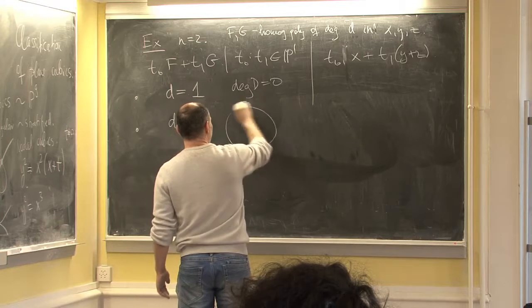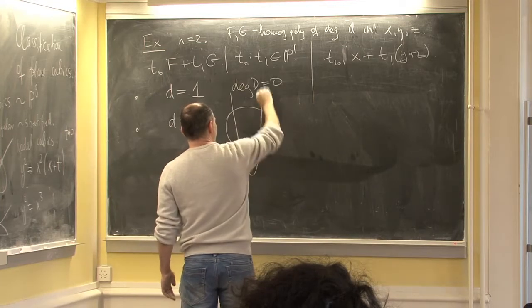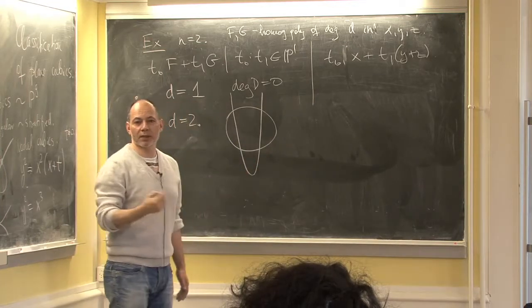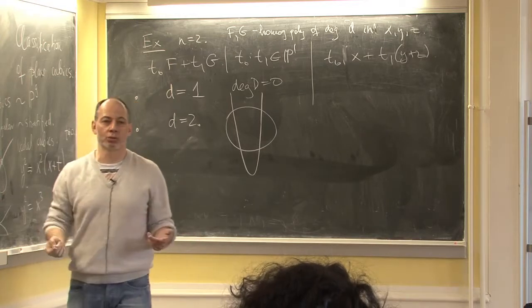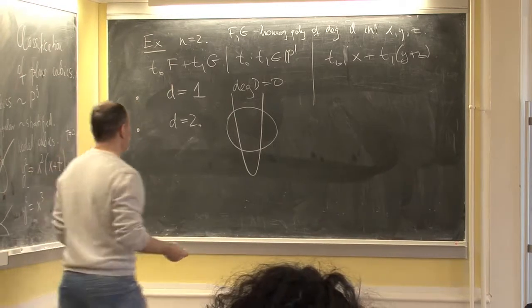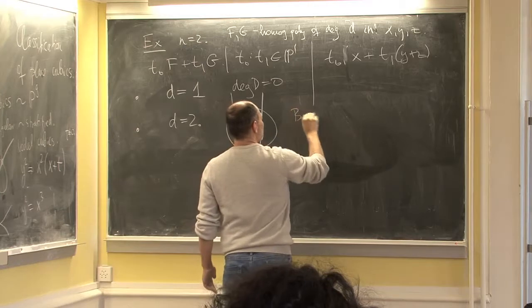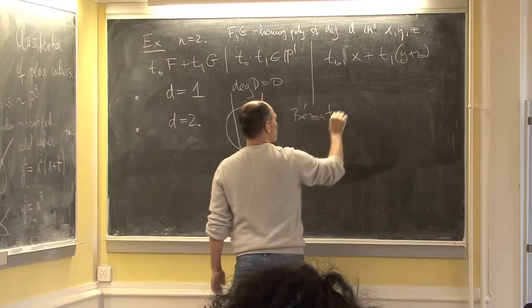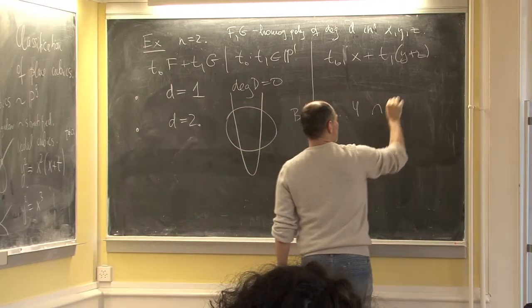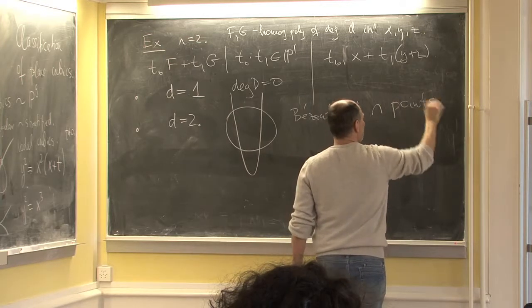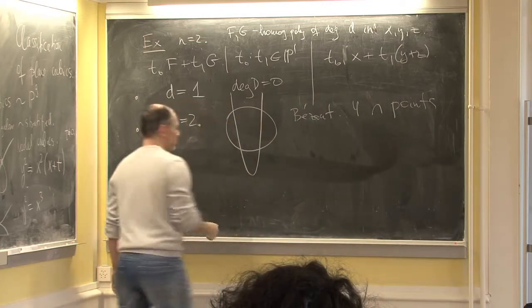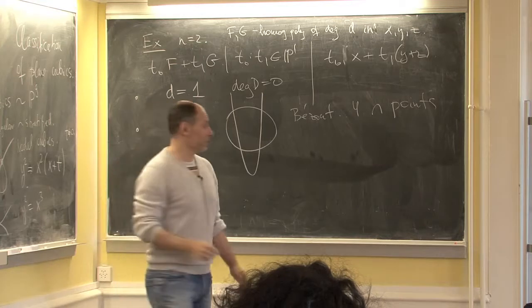Over complex numbers, they have to intersect. Remember, Bezout's theorem says that they have to have 2 times 2, 4 intersection points. So one of them is f equals 0, and the other is g equals 0.